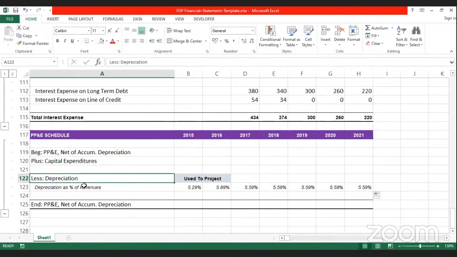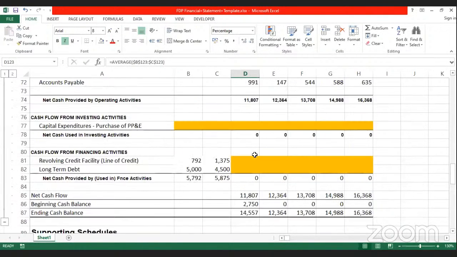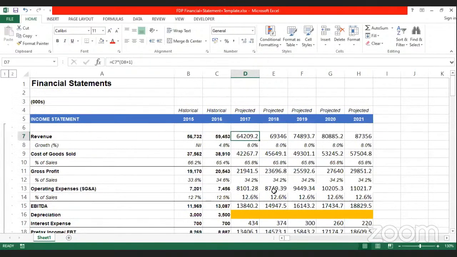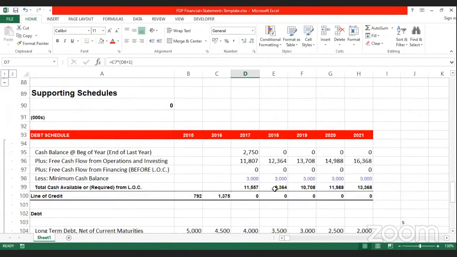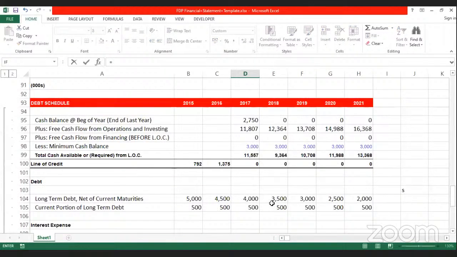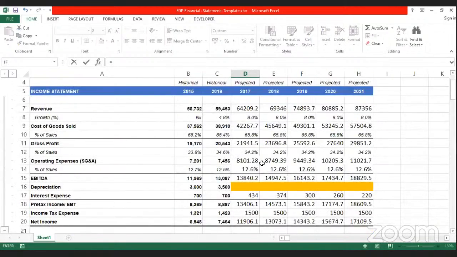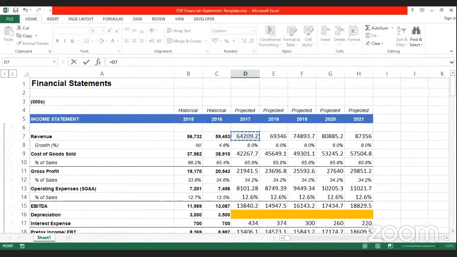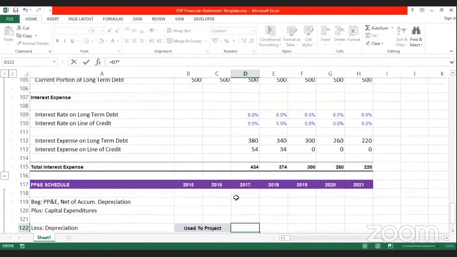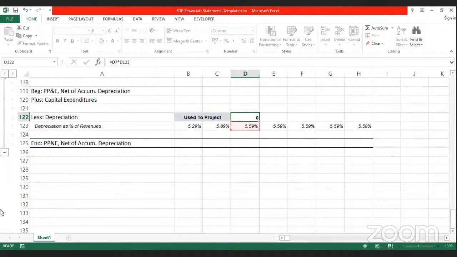Here we have the depreciation percentage. Here we have revenues. Means what? From these revenues, from 64,209, we are having 5.59 as depreciation amount. So is equal to, I'll go to revenues, current year revenues, multiplied by whatever percentage I have got. So I have got percentage 5.59.